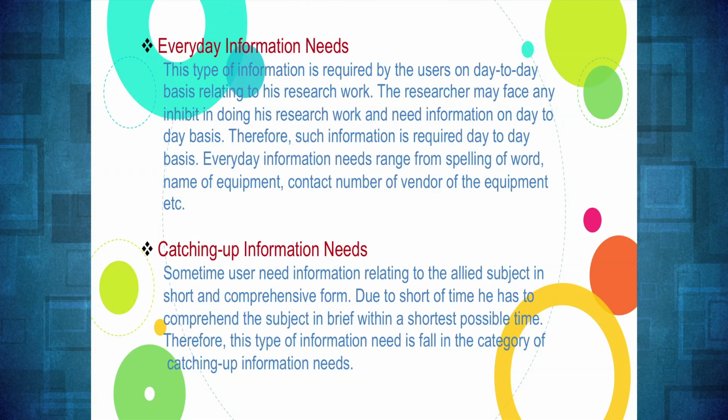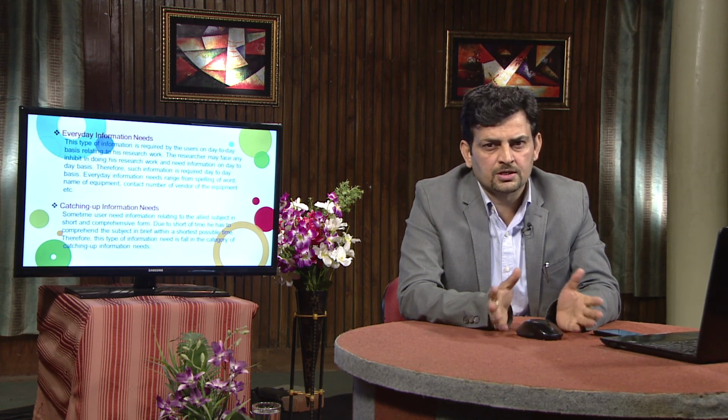And the fourth type of information need is called catching up information needs. Sometimes a user needs information relating to an allied subject in short and comprehensive form. Due to shortage of time, he has to comprehend the subject in brief within the shortest possible time. Therefore, this type of information need falls in the category of catching up information needs. I am giving you one example. Suppose I am doing research on making a fan which can run automatically when someone enters the room.